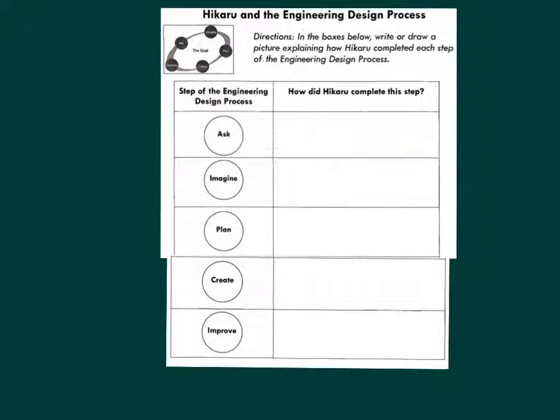Hikaru and the engineering design process. Directions. In the boxes below, write or draw a picture explaining how Hikaru completed each step of the engineering design process. On the left are the steps of the engineering design process. Ask, imagine, plan, create, and improve. On the right, how did Hikaru complete this step?